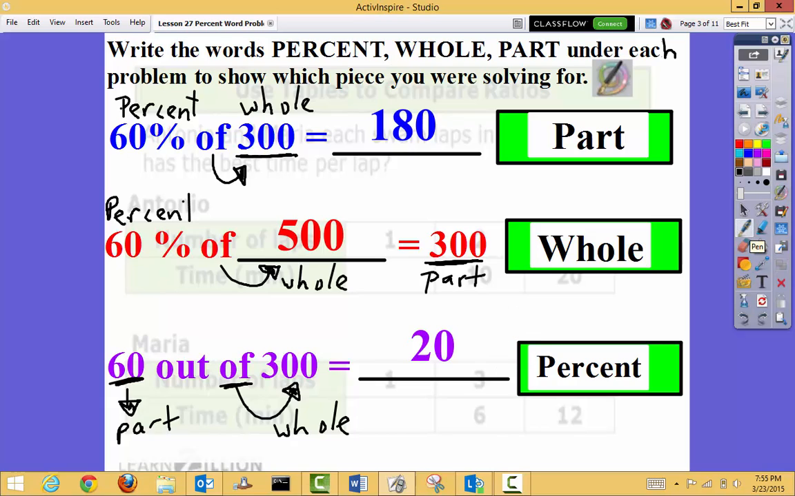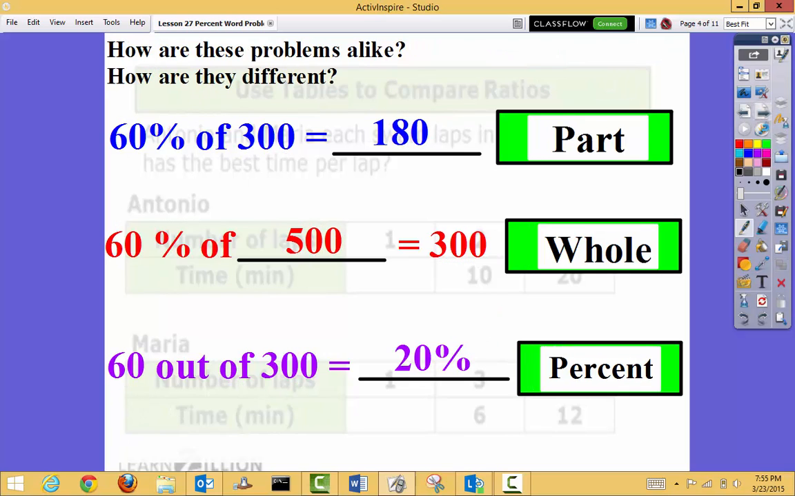What is missing right here, though? What is missing is that percent sign. Alright, let's go to our next problem.